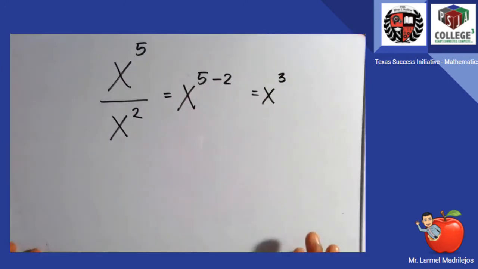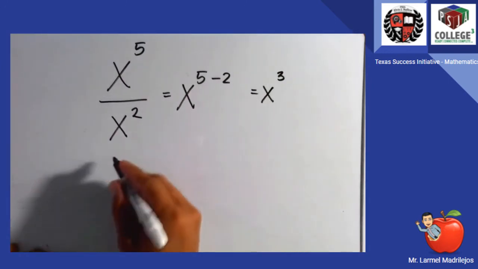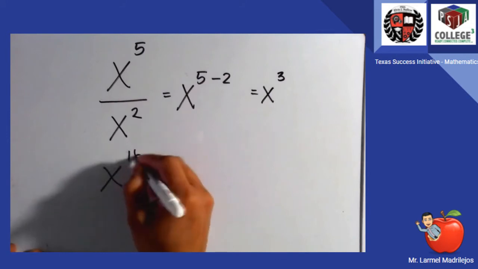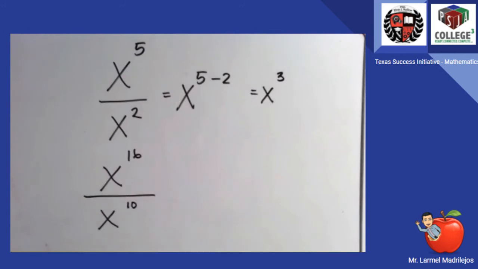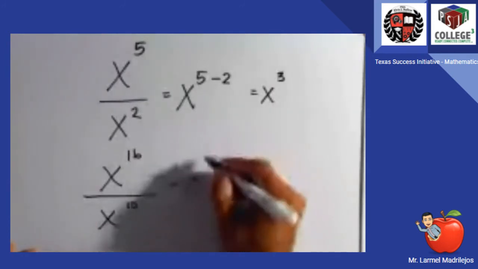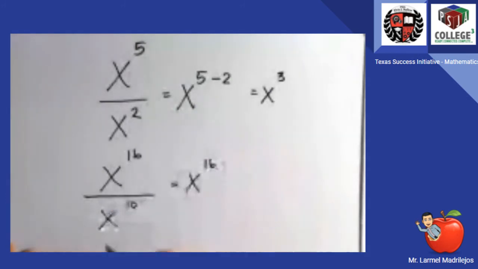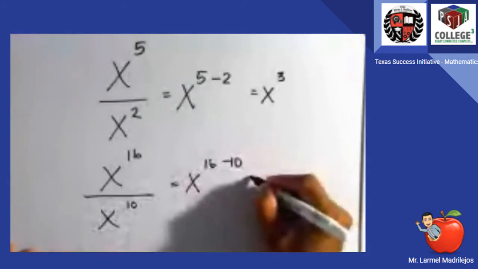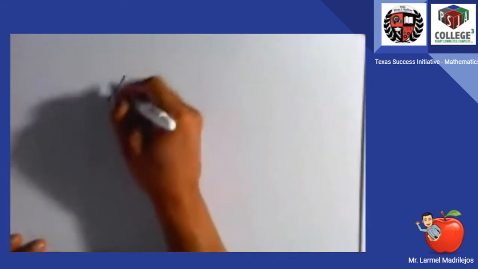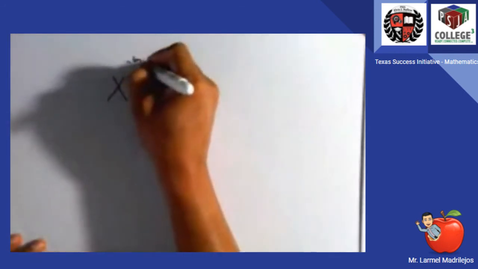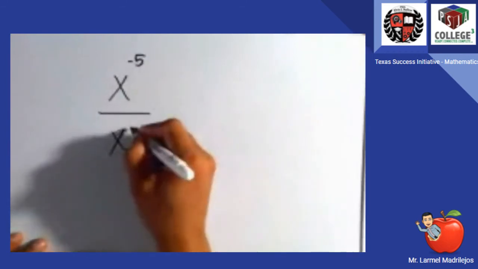Next example, let's say x raised to 16 divided by x raised to 10. It's going to be 16 minus 10. So x raised to 6. Okay. One more example. This time, let's flip the sign. x raised to negative 5 divided by x raised to 2.